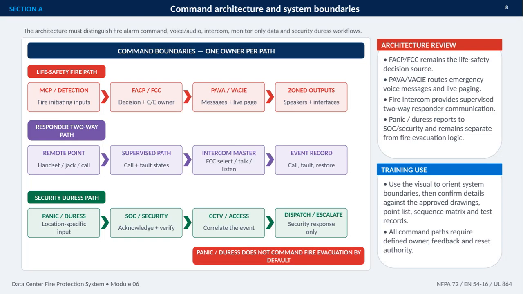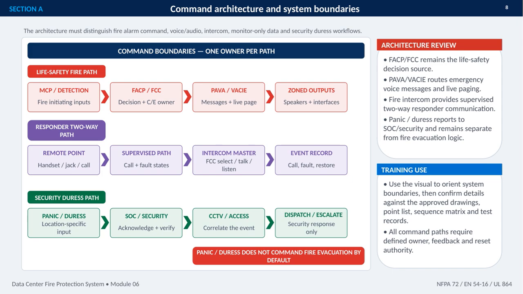This slide establishes the command boundaries for the data center fire protection system. The central principle is one owner per command path. The FACP or FCC remains the life safety decision source, receiving initiating inputs and controlling the fire response. From there, PAVA or VACIE delivers emergency voice messages and live paging through zone speakers and interfaces.